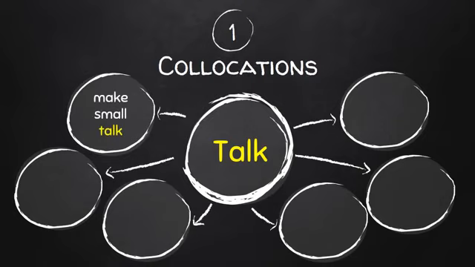First, make small talk. Oh, you've seen this before. Making small talk is having a simple conversation about normal things. The weather, what happened yesterday, sports, television, things like that. Making small talk. Next, talk to or with.